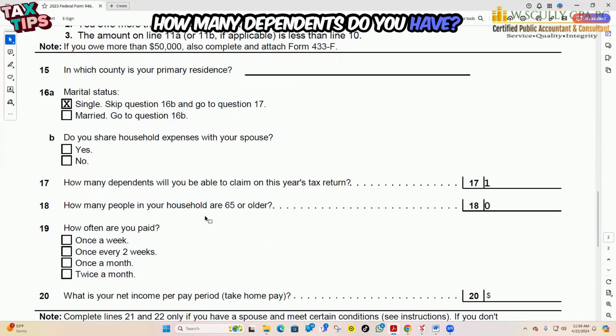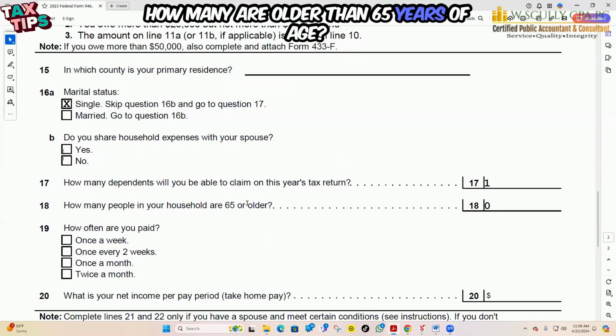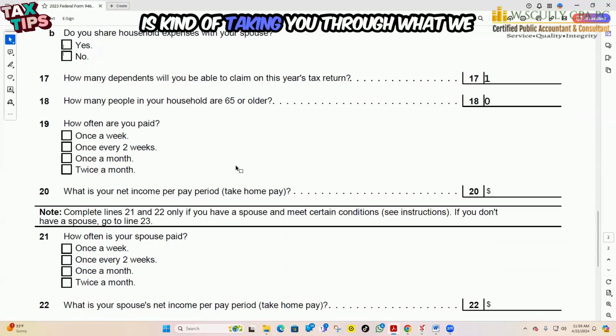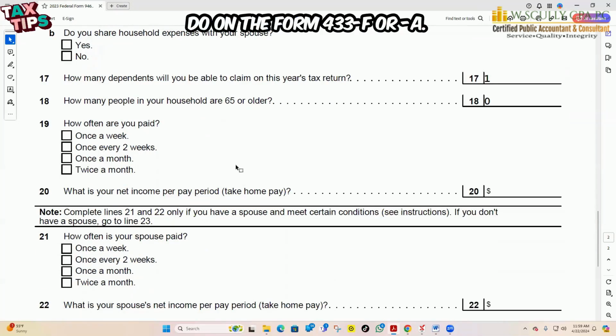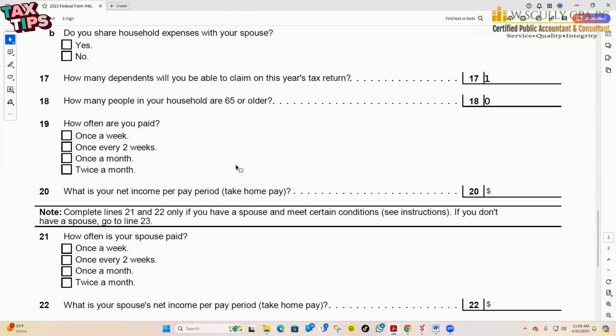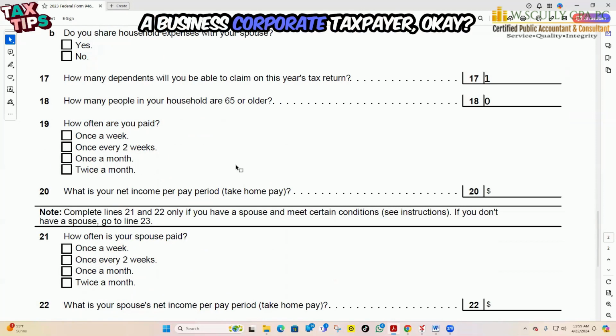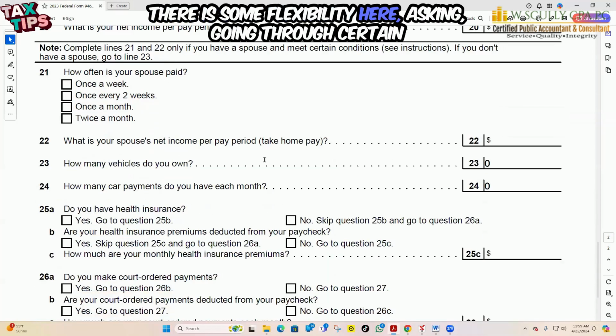How many dependents do you have? How many are older than 65 years of age? How often do you get paid? It's taking you through what we do on the Form 433-F or 433-A, or 433-B if you're in business. If you're a business, you're a corporate taxpayer. Okay, there is some flexibility here.